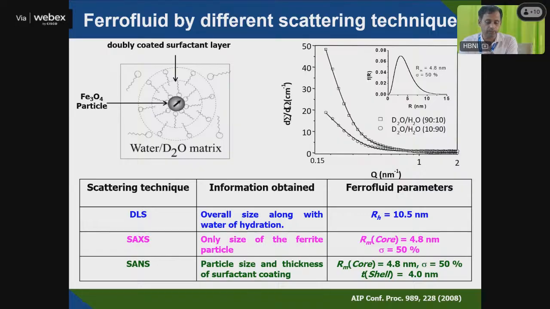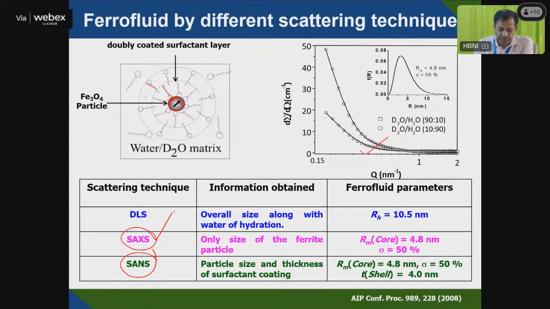Another example here, this is a ferrofluid, Fe3O4 nanoparticles with some surfactant coating, a double-coated surfactant molecule. The inner layer and the outer layer are in a D2O water mixture, and this is the SANS data here, how the scattering intensity varies with Q. If you take SAXS measurement and SANS measurement, the difference is here. The center is Fe3O4. That Fe3O4 has high electron density compared to that of the surfactant, carbon and hydrogen.